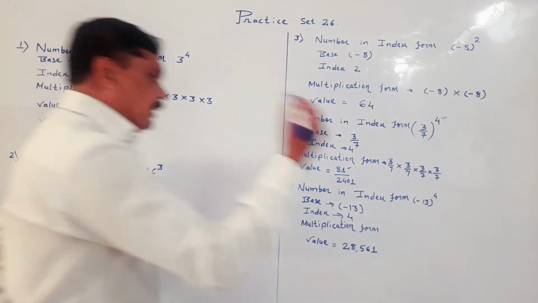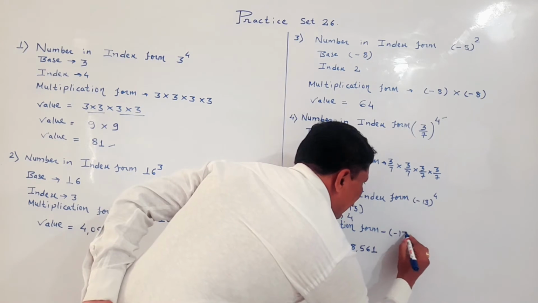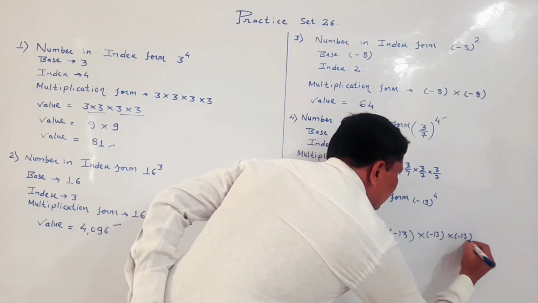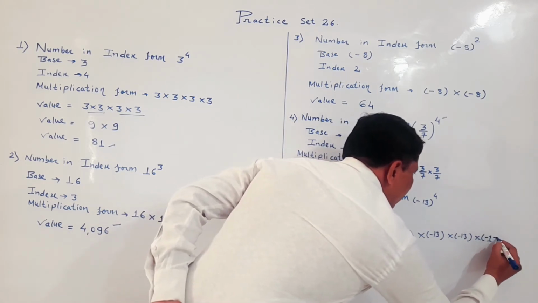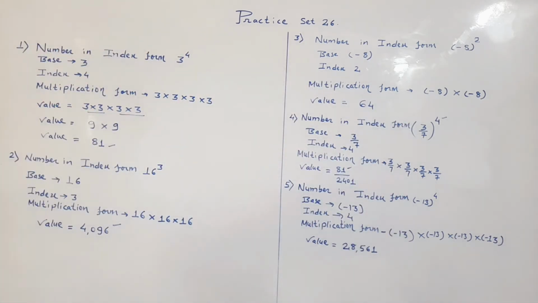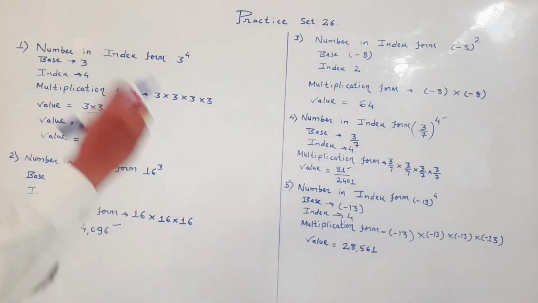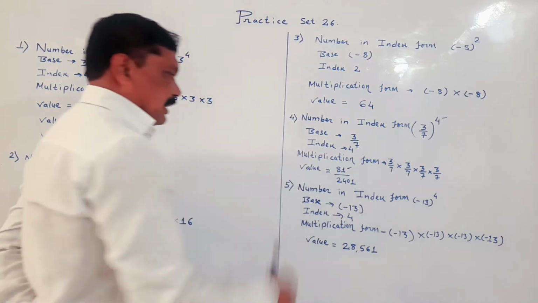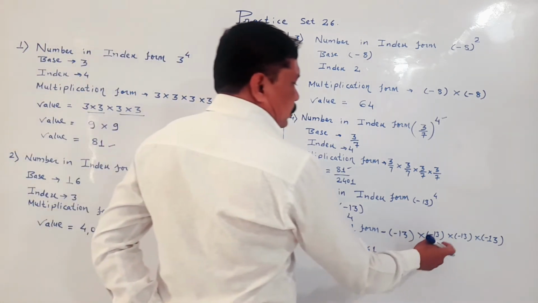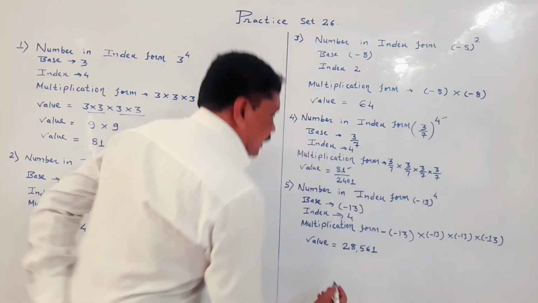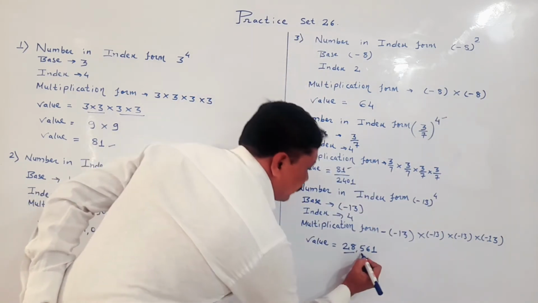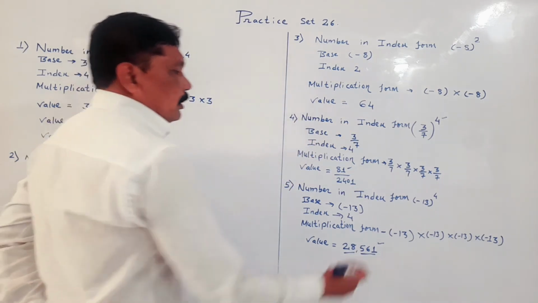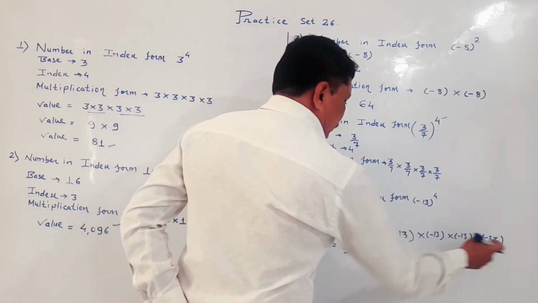Base is multiplied again and again. So what is base? Minus 13 into minus 13 into minus 13 into minus 13. Minus minus will become plus, minus minus will become plus. And if we multiply 13 into 13, 13 into 13, we get 28,561, and the answer will be positive because minus minus will become plus, minus minus will become plus.